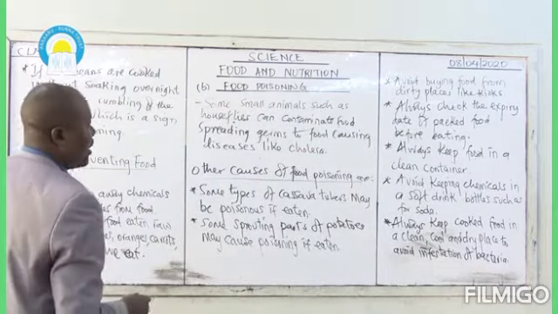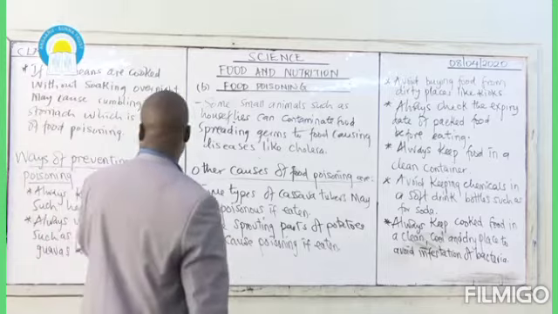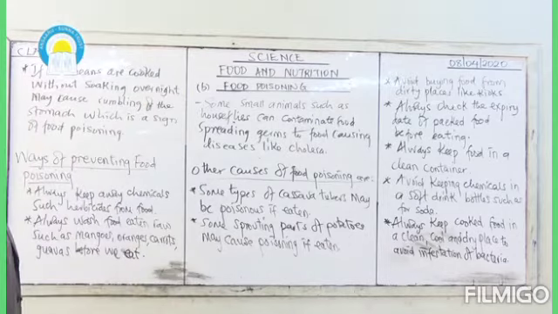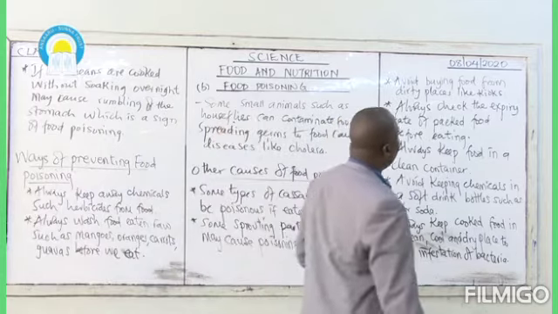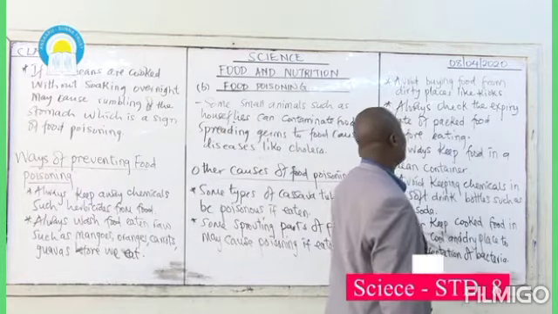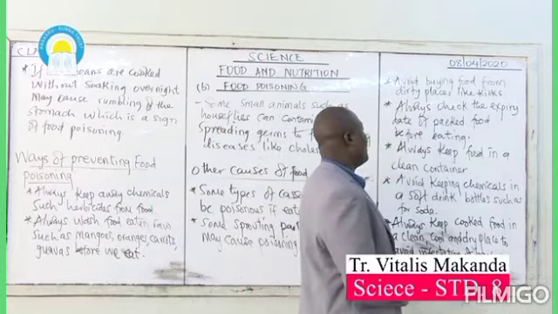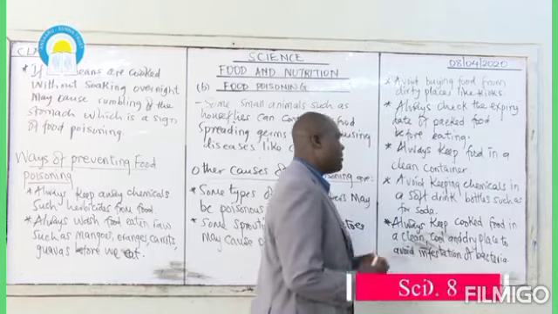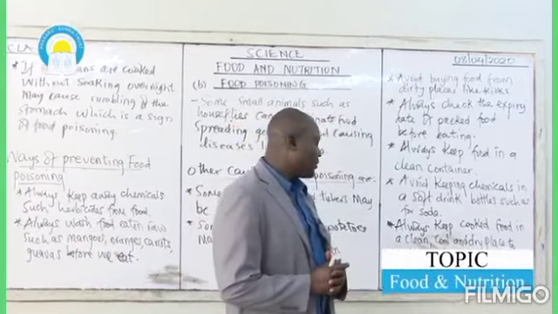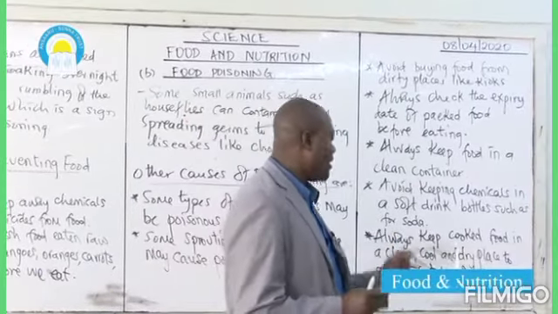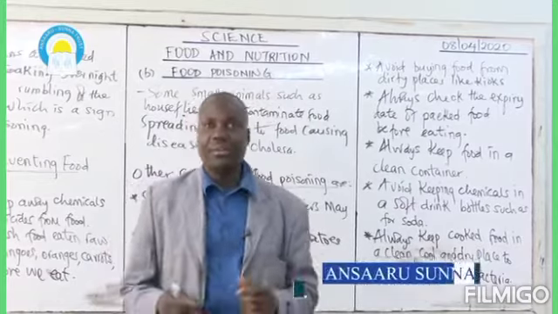So let us look at this. We've said: one, always keep away chemicals such as herbicides from food. Always wash food eaten raw. Avoid buying food from dirty places like kiosks. Always check the expiry date. Always keep food in a clean container. Avoid keeping chemicals in soft drink bottles such as soda. Then always keep cooked food in a clean, cool, and dry place to avoid infestation.